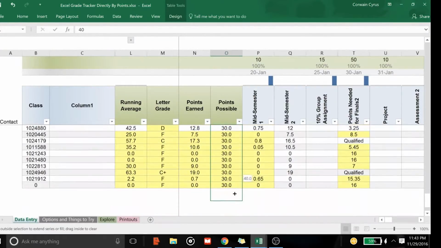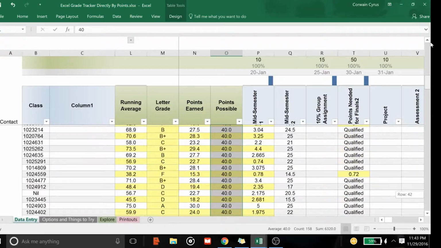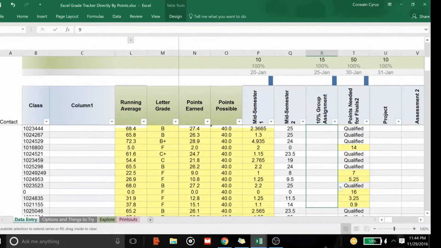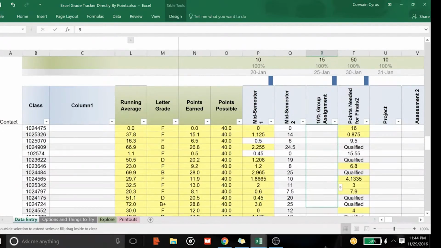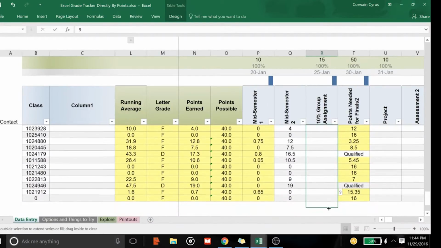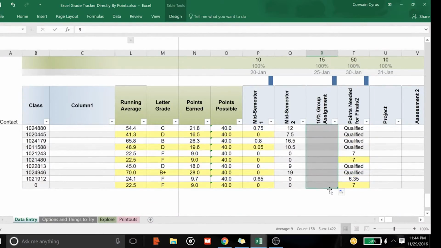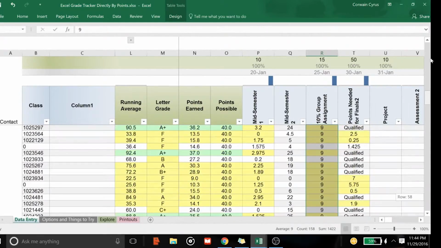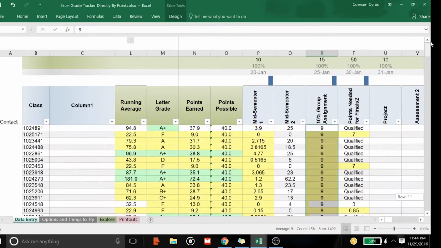Let's raise the total points possible to 40. And let us give everyone 9% on the group assignment. Alright, so this is what we would have.